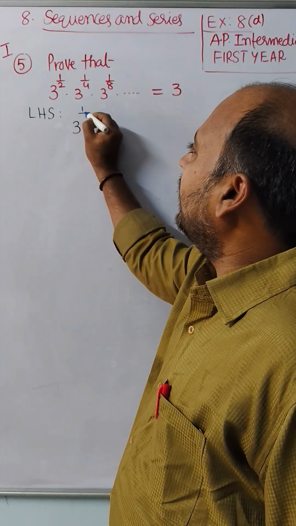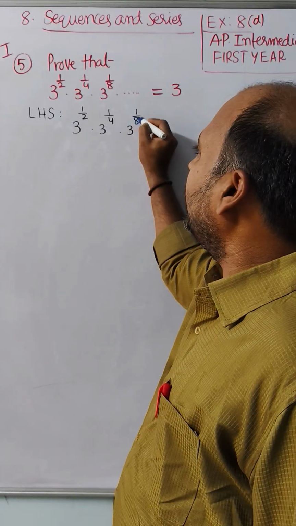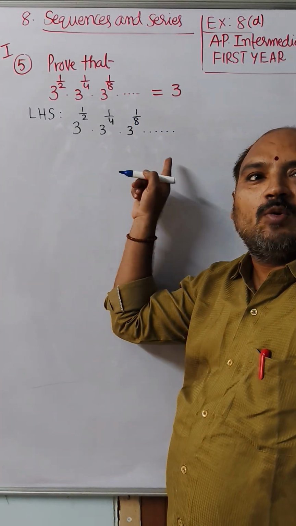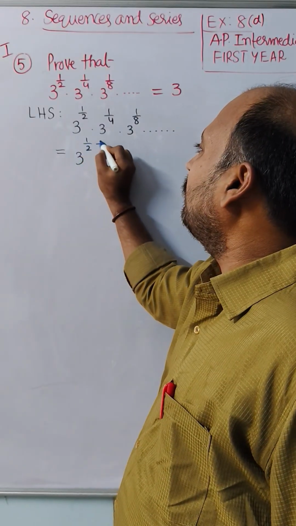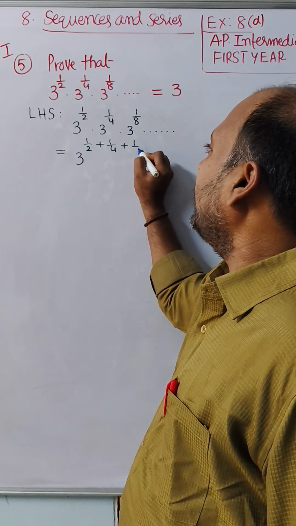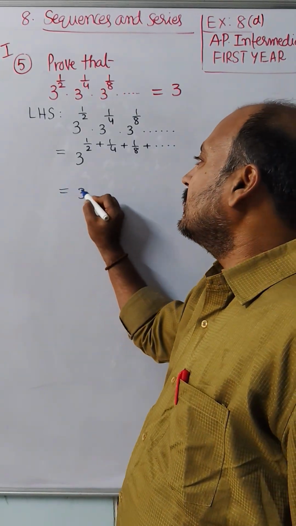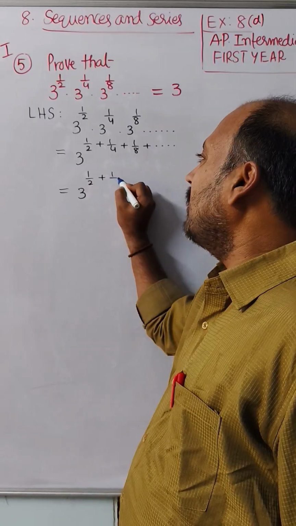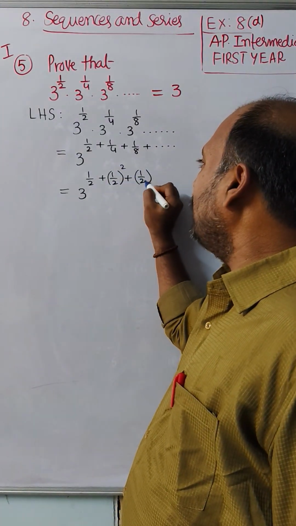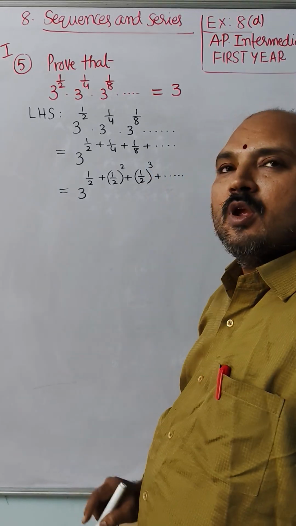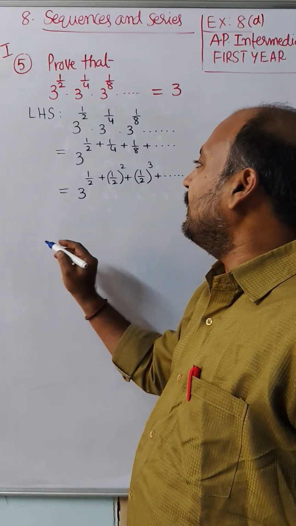3 power 1 by 2 into 3 power 1 by 4 into 3 power 1 by 8 and so on. Bases are equal, so the powers should be added. It becomes 3 power 1 by 2 plus 1 by 4 plus 1 by 8 and so on. The power of 3 can be written as 1 by 2 plus (1 by 2) whole square plus (1 by 2) whole cube and so on. We observe that this power is a sum to infinity in GP.